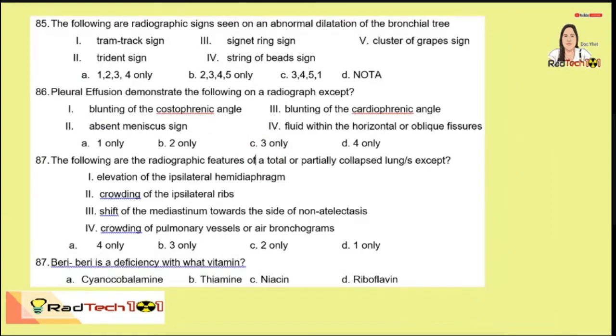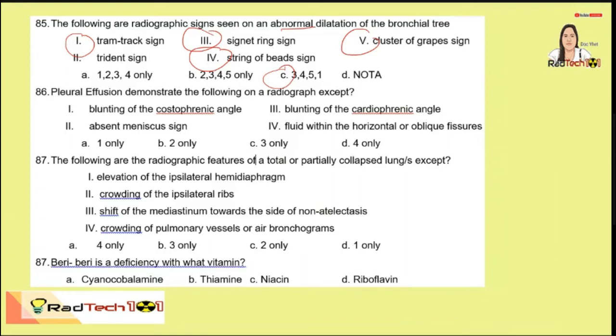Number 85: the following are radiographic signs seen on abnormal dilatation of the bronchial tree. So that is 1, 3, 4, and 5: thumb track sign, signet ring sign, string of beads sign, and cluster of grapes sign. So that is for abnormal dilatation of the bronchial tree.